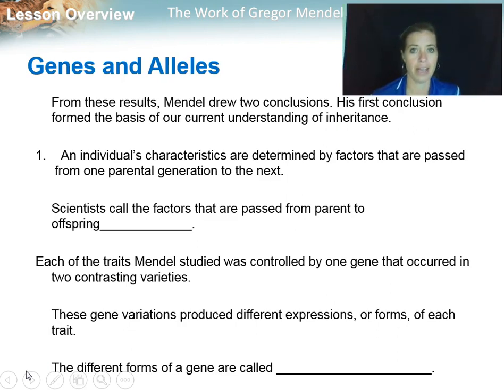So remember I said that eye color had 4 alleles? Well, he looked at only traits that came in 2 alleles to make it easier for him to see the outcomes. These gene variations provided different expressions or forms of each trait that were easily observable. So he was really careful to pick traits that only had 2 variations, and the variations were easily observable. The different forms of these genes, if you remember, are called alleles.